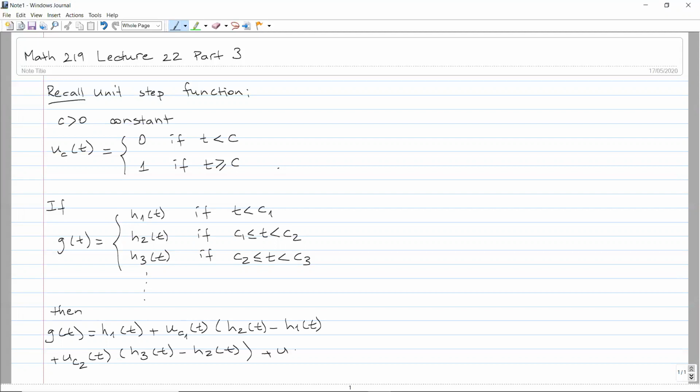And the next one is c3. We take h4 minus h3. And so we have an infinite sum like this. If it's finite, then we have a last term. We stop at the last point. But if it's infinite, we can keep going.